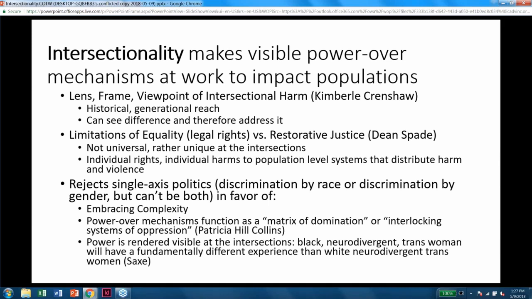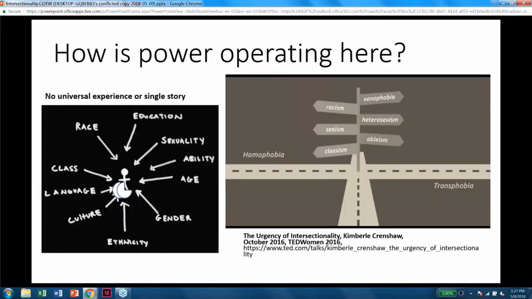And so this intersectionality frame really is a way of looking at the different ways of relationality, humans to the environments, humans to humans, the social context of power relations. It allows us to keep the complexity as we strive for social justice and remove inequities. And so really intersectionality is a lens or a frame, a viewpoint to think about intersectional harm that is historically rooted in generational reach of systems of oppression through politics, legal precedent, and representation. How is power operating here?